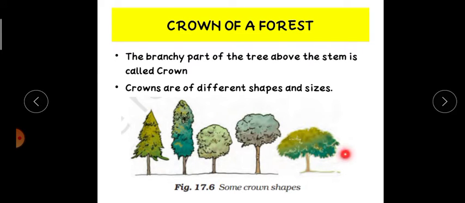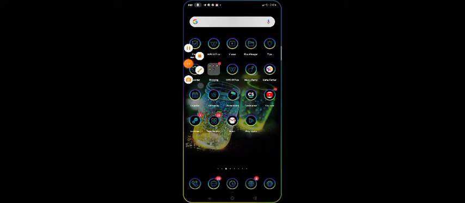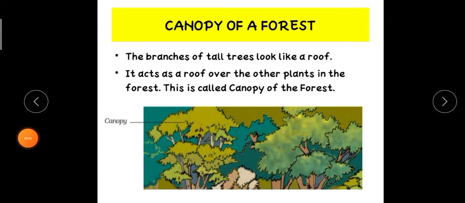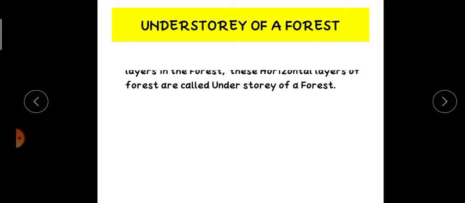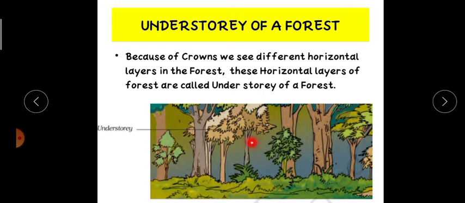If many crowns are there, in the part below the crowns you will see one horizontal layer being built. As you can see in this diagram, there are many different types of canopies, and because of these canopies a horizontal layer is forming. It is not like the roof of the forest. This horizontal layer is known as the understory of the forest. This diagram will make it clear.